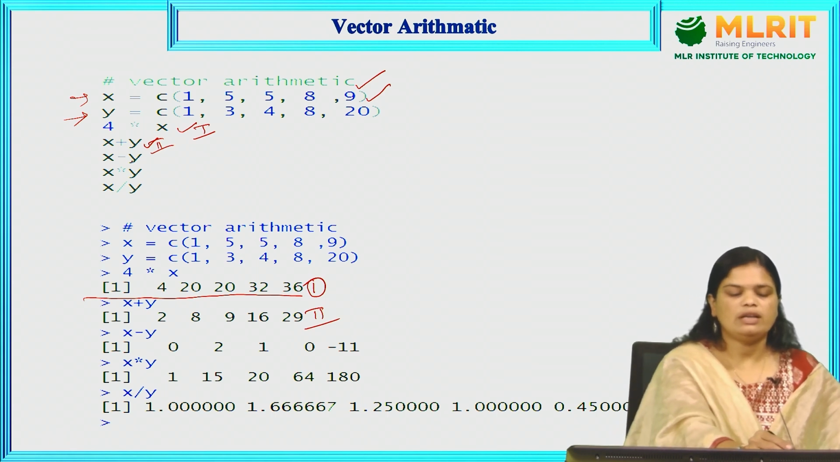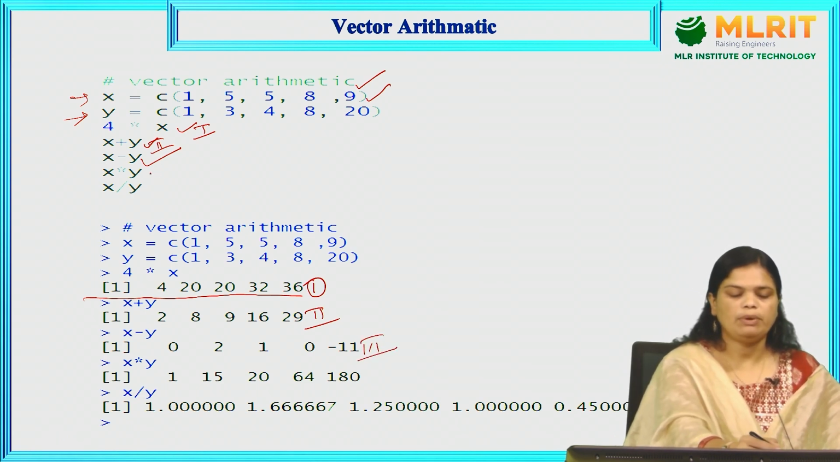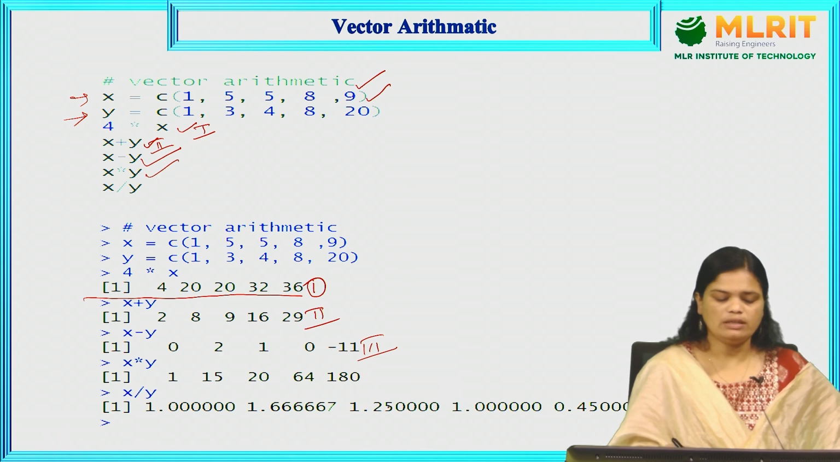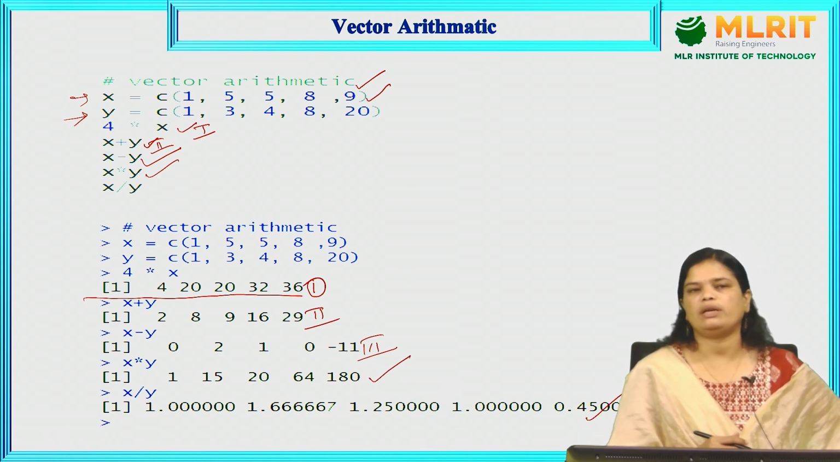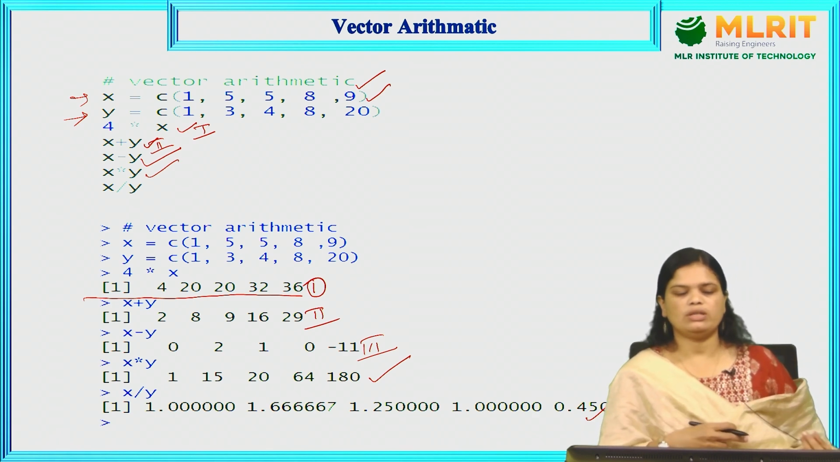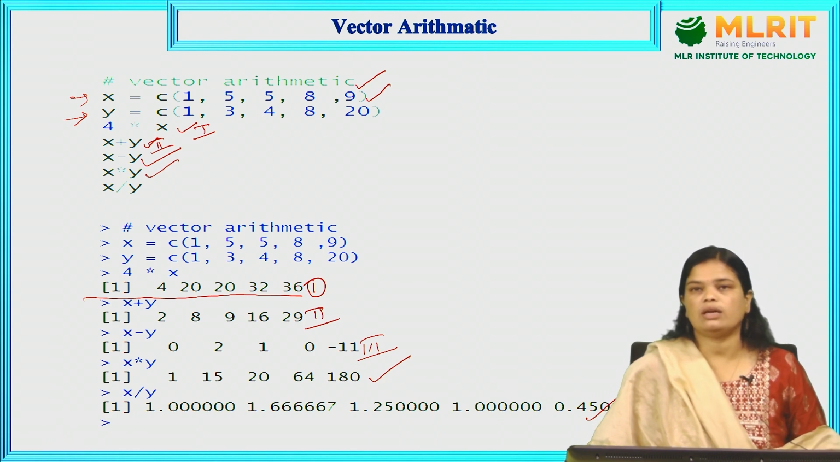And x vector is subtracted with the y. This is the third output. X vector is multiplied and x vector is divided. These are the arithmetic operators, and we can perform any arithmetic operation on two or multiple vectors. This is called vector arithmetic.